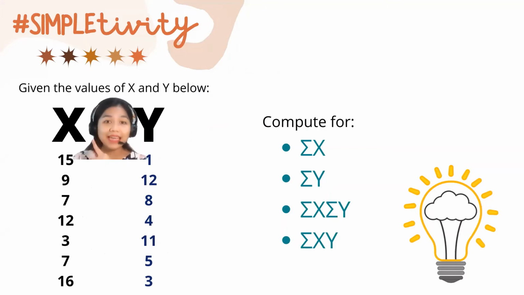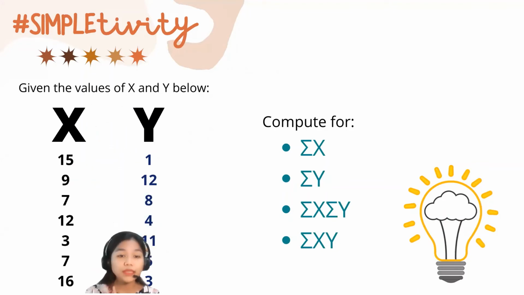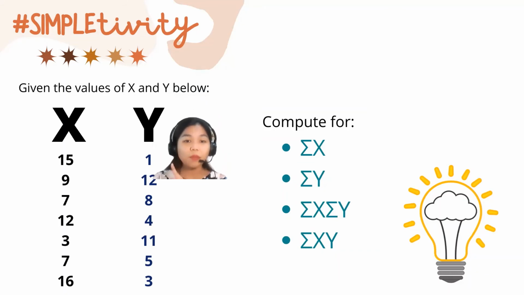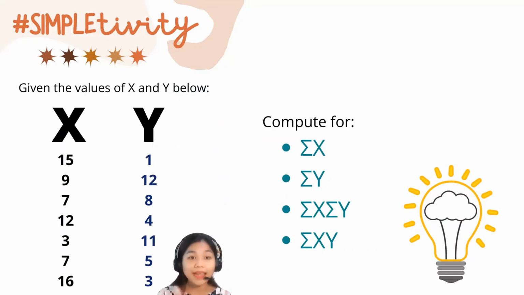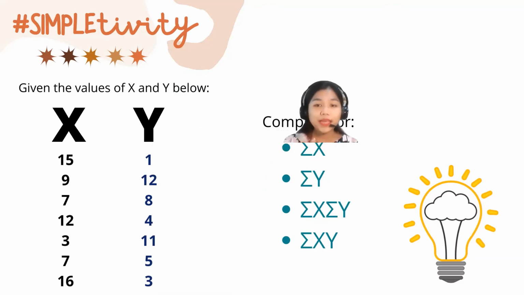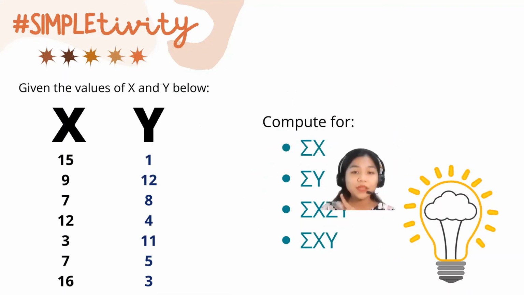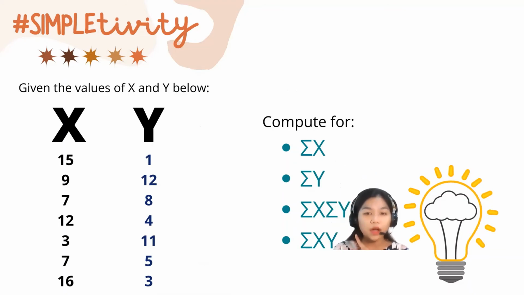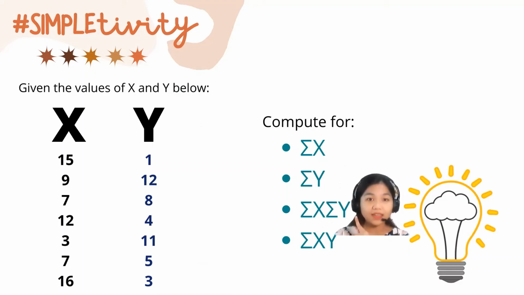Summation of xi as i goes from 1 to the 7th value. So if we're going to have a summation notation for this one, to get the summation of y, let's say the index of summation is j, summation of yj as j ranges from 1 to 7, right? So we are tasked to compute for the summation of x, summation of y, the product of the sums, and then the sum of the products.